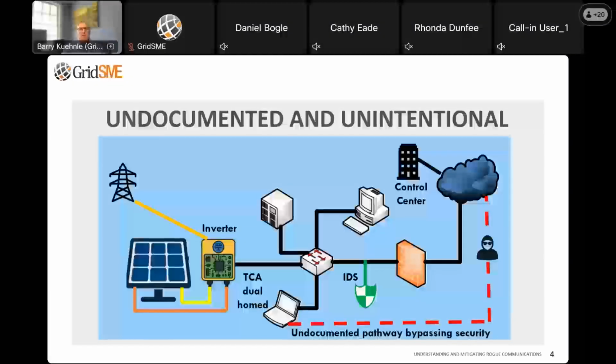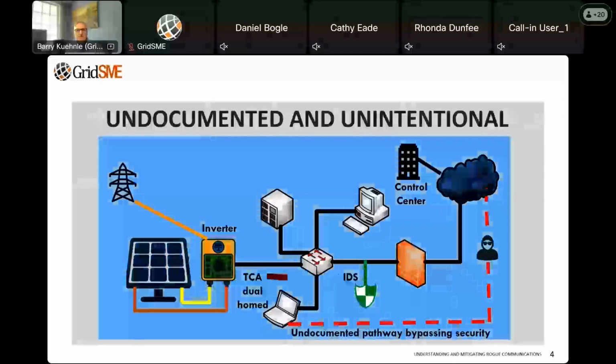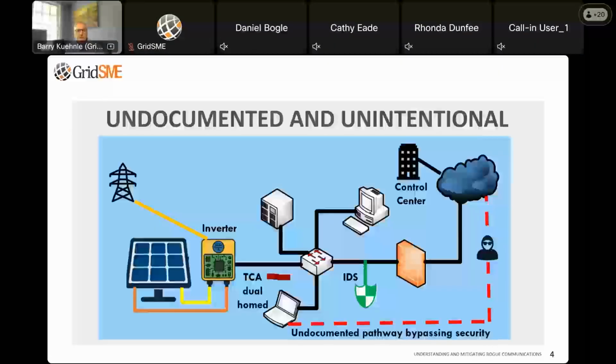So let's talk about this example here. This is the first one. What you're seeing here is there's a device called the TCA. And this is specific terminology for the CIP reliability standards. The TCA stands for Transient Cyber Asset. And it's a device that you would typically take into a remote environment, or actually any environment within the Critical Infrastructure Protection Reliability Standards Network, or the CIP environments.